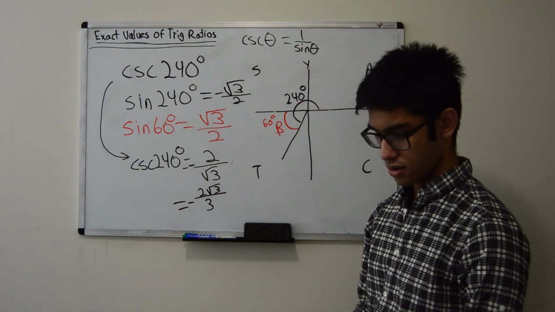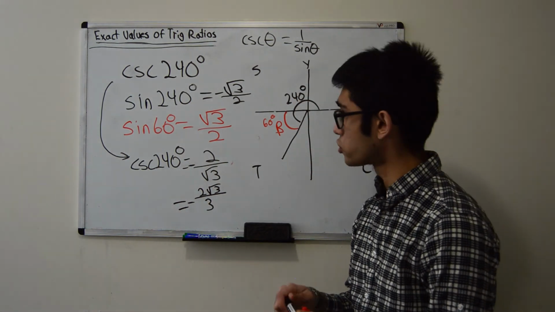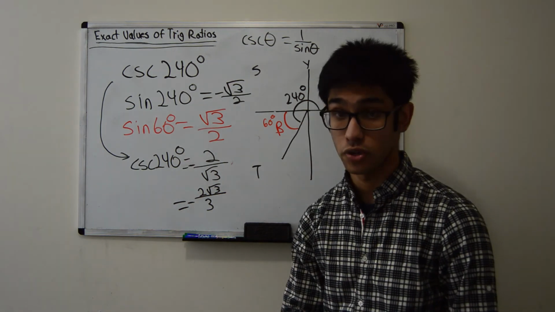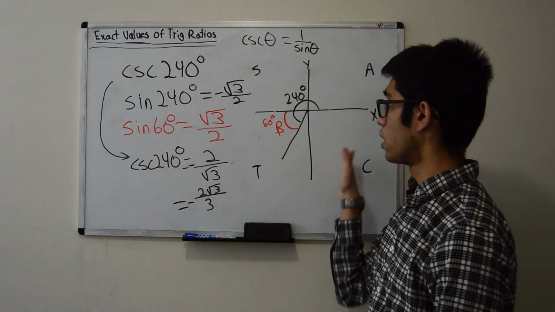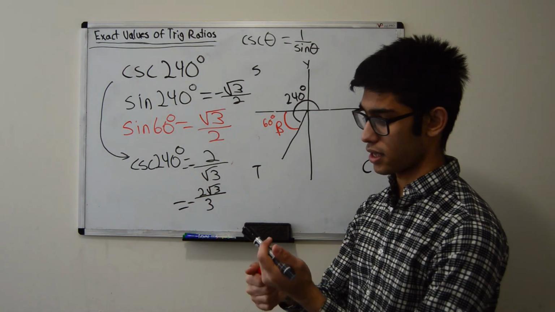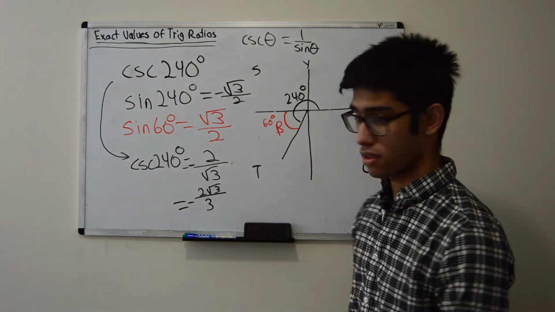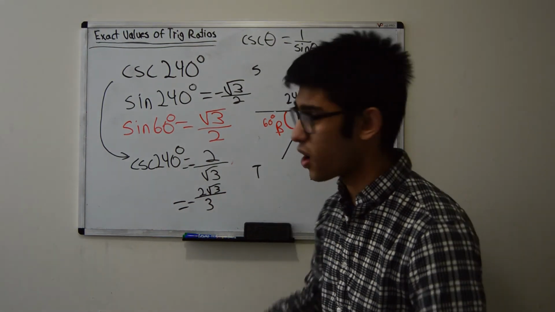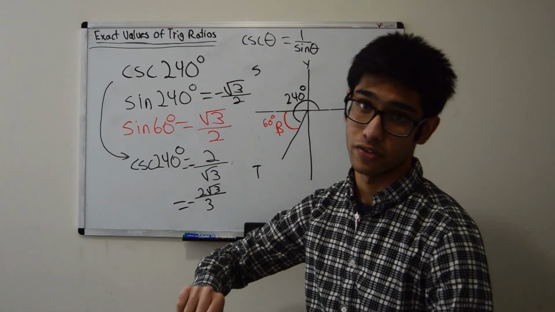Alright, so again, if you see something with a reciprocal trig ratio, always switch to the trig ratio you know how to deal with, and then do your whole CAST rule and your principal angle and beta angles. Okay, so hopefully that helped, and you know how to compute exact values of trig ratios.